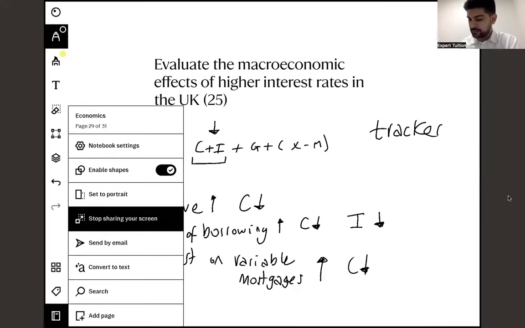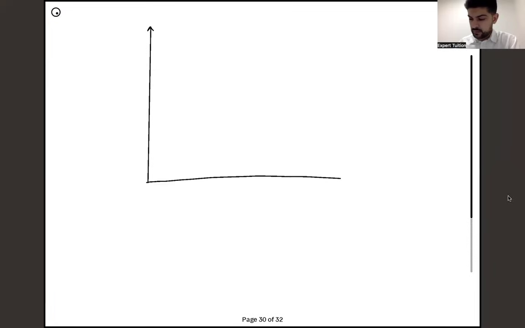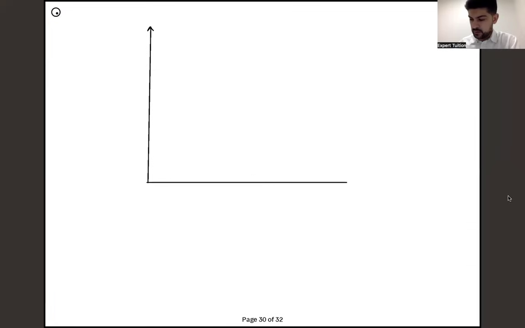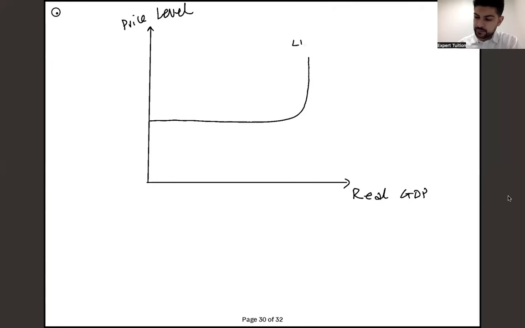So let's quickly draw the diagram, and we can point their attention to a few things on it. Here's real GDP, and here's the price level, which is otherwise known as inflation. Okay, so we're going to draw a Keynesian LRAS curve like this. Okay, so I'm going to have my AD curve somewhere over here to begin with. And all we know, based on what we've said so far, is we're going to get an inward shift of aggregate demand.